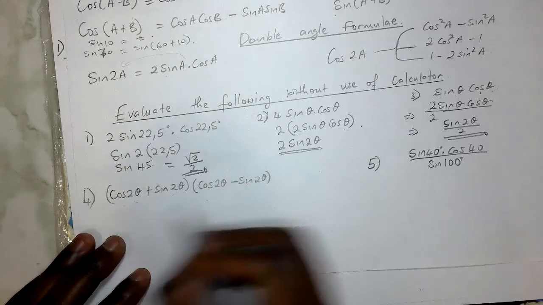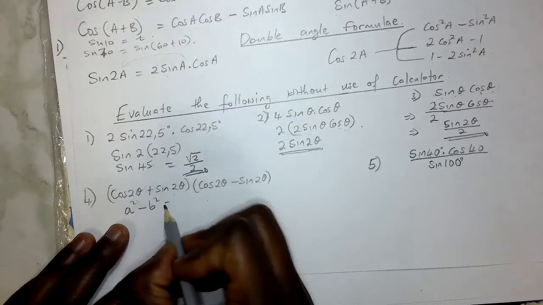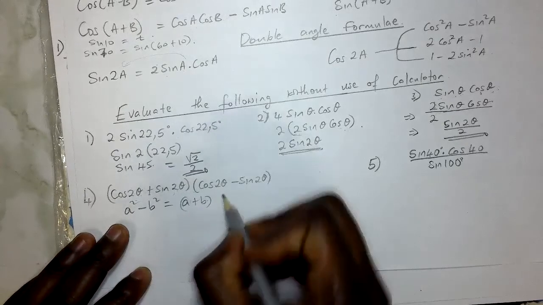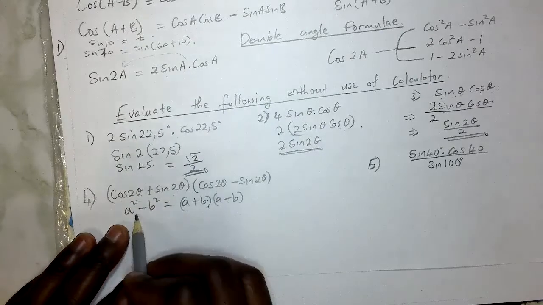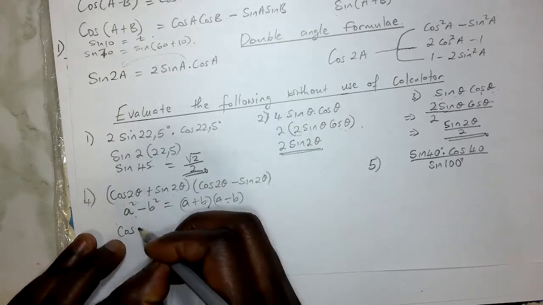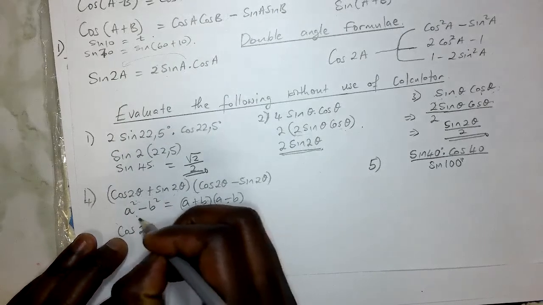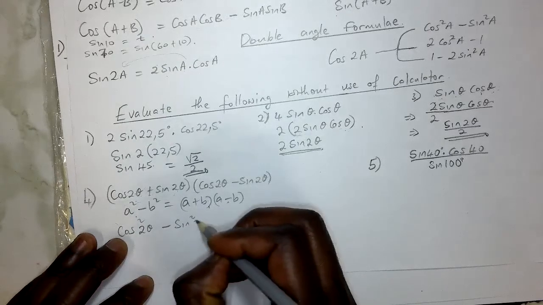When it's like this, we know a squared minus b squared is equal to (a plus b)(a minus b). So this is what we're having. We're just going back to what we have. So what are we going to get here? We're going to get cos squared 2 theta minus sine squared 2 theta.